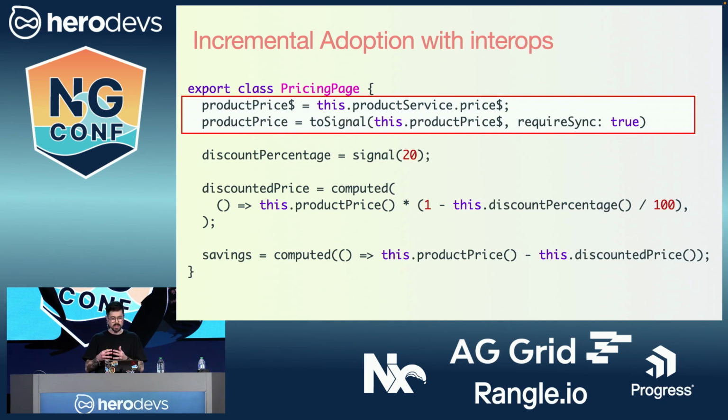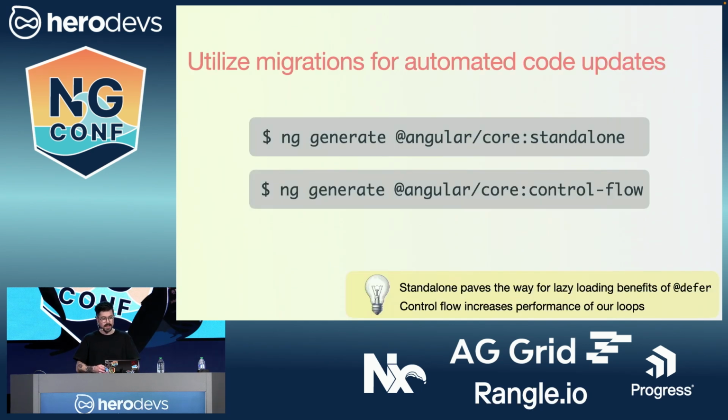We're gonna limit the scope here, and we're going to just convert this to a signal, and we could see that all of the remaining code is still the same. So these are just really great tools for us to be able to slowly integrate and interop the new signals with our existing code bases. Another good one is to utilize migrations for automatic code updates.